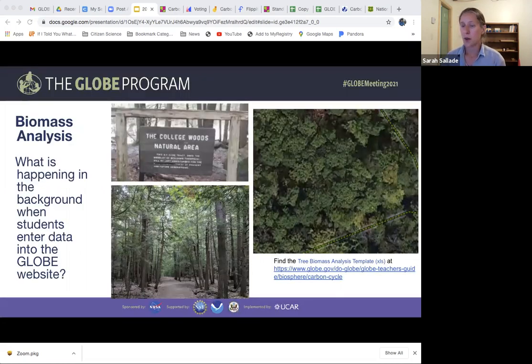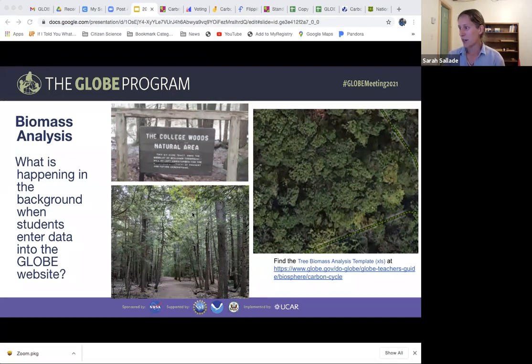So most of you are familiar with entering data into the GLOBE website, and you can do that with carbon cycle data. But what happens when you put carbon data into the GLOBE website is it becomes kind of black box data. All of the calculations that we just talked about are hidden behind the scenes. And so we wanted to show you today kind of what's happening so that you have a better background when you go to train teachers or when you go to teach students of what's happening there so you can answer their questions. So here's our College Woods site again.